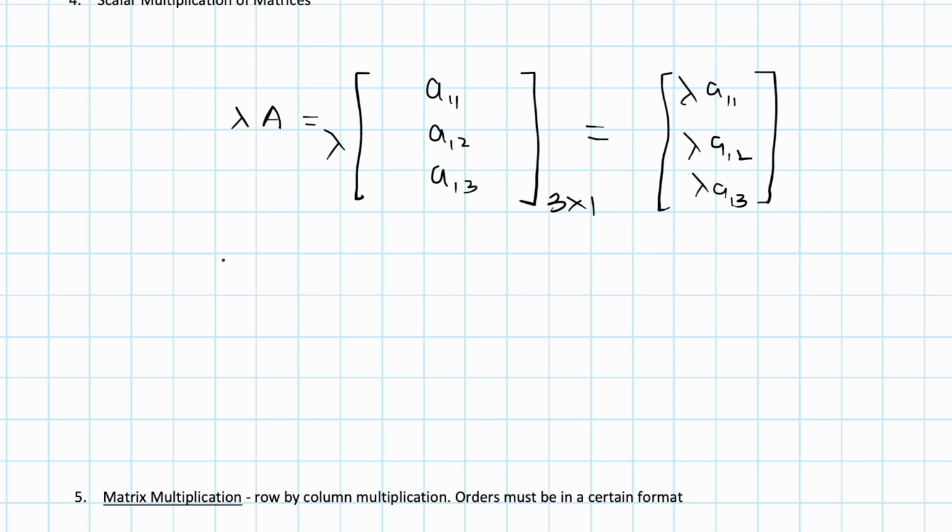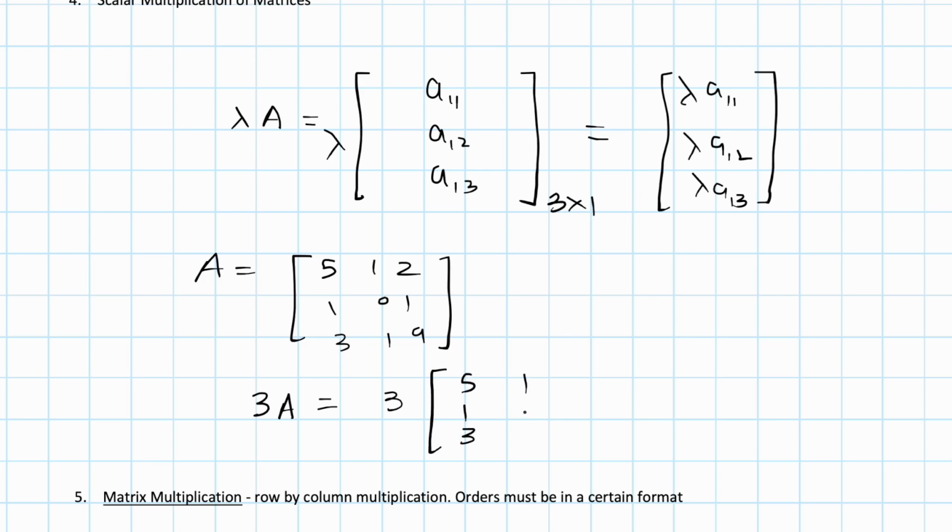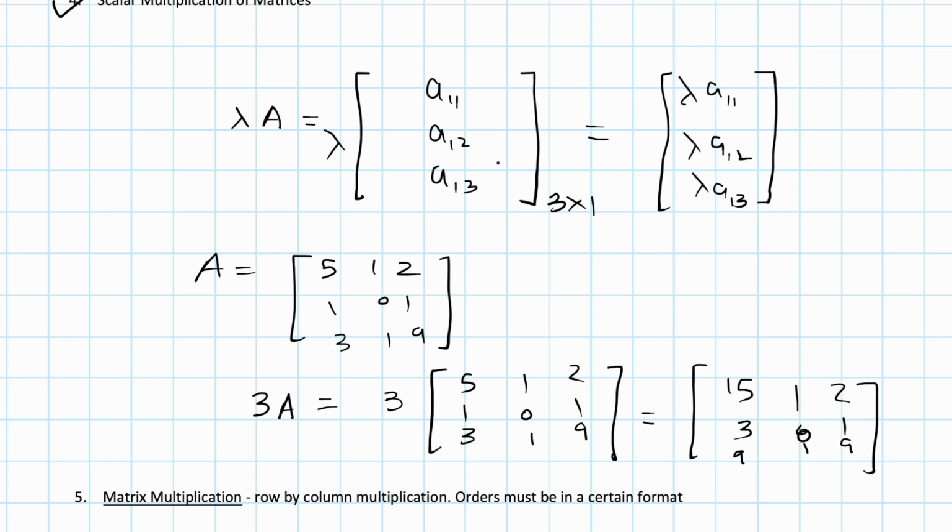Now for example, if A is a 3 cross 3 matrix, say 5, 1, 2, 1, 0, 1, 3, 1, 9. Now if I'm saying 3A, then I essentially mean 3 times A. If I'm multiplying by 3, I just have to multiply one row or one column. So I'll just multiply the first column. So this will be 15, 3, 9, 1, 0, 1, 2, 1, 9. This is what I mean by scalar multiplication. Only one column or one row is multiplied by that given scalar right here.